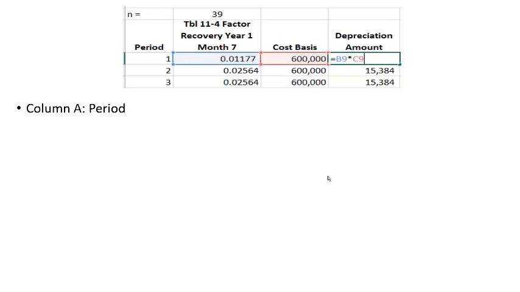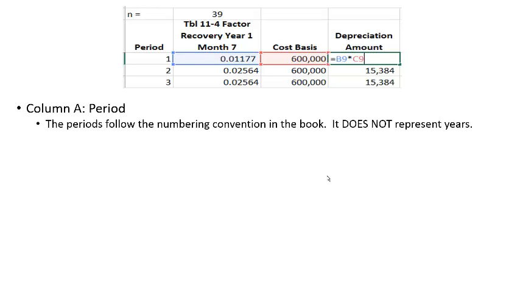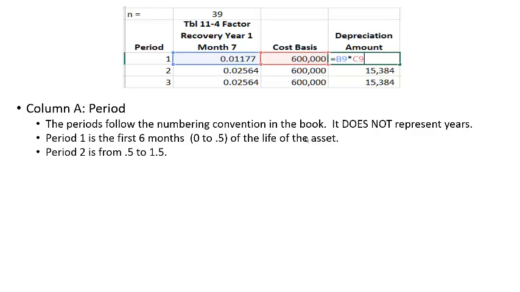So column A is the period. The periods follow the numbering convention in the book. They don't represent years. Period 1 is the first 6 months, so it's from time 0 to time 0.5 of the life of the asset. Period 2 is from 0.5 to 1.5, and you'll see how this becomes significant later when we use the function.